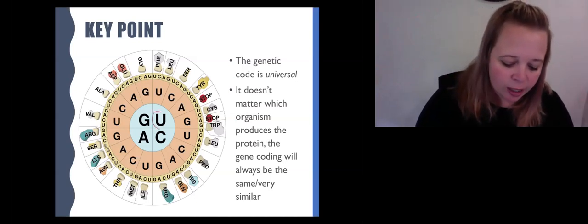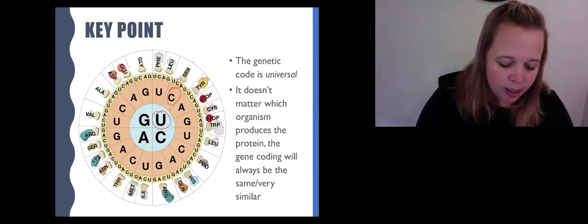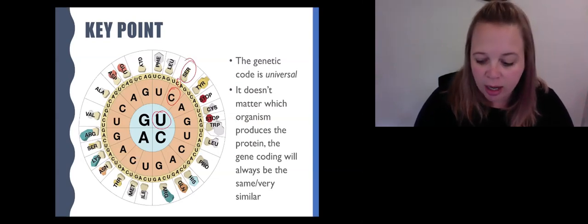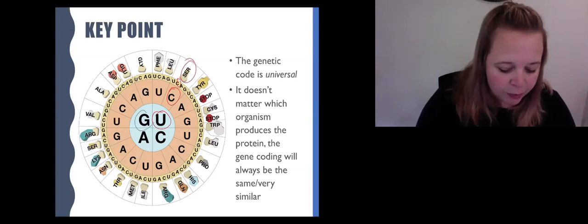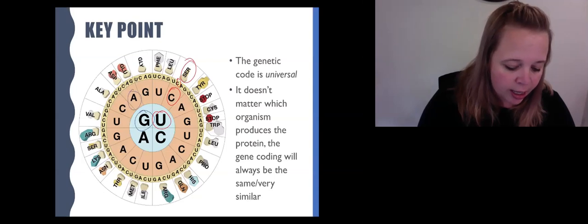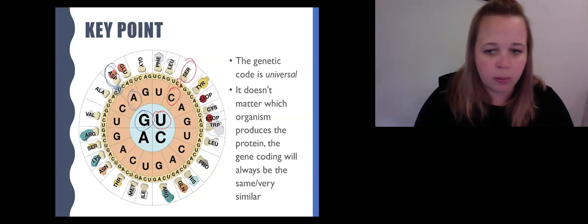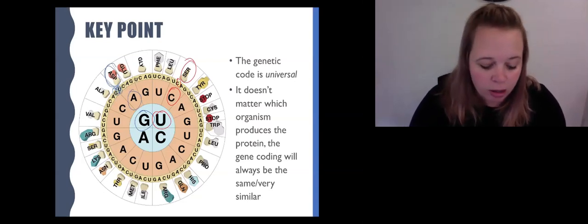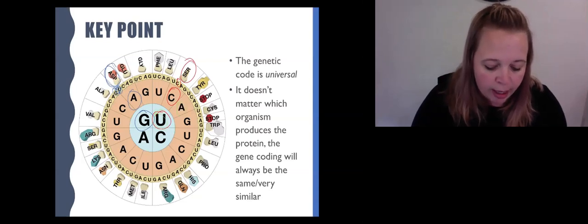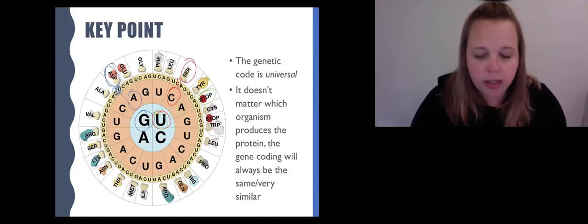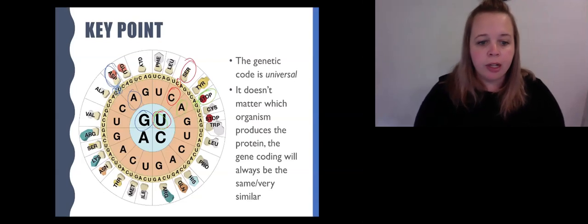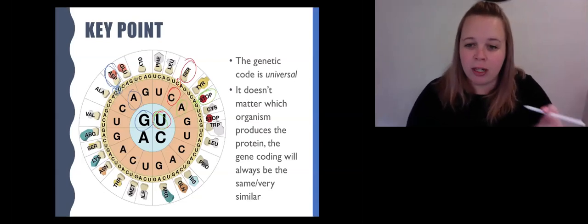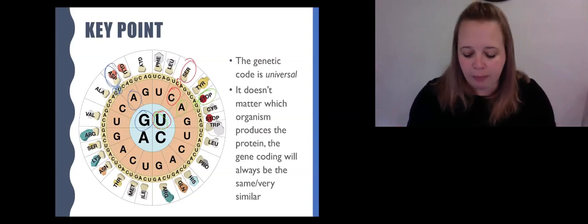If the codon is UCC, it will always code for serine. If the codon is GAU, it will always code for aspartate. It doesn't matter if that's in a human or another organism. If it's UAG, it will always code for a stop codon. That is really helpful because it means you can take genes from one organism and put them in another.